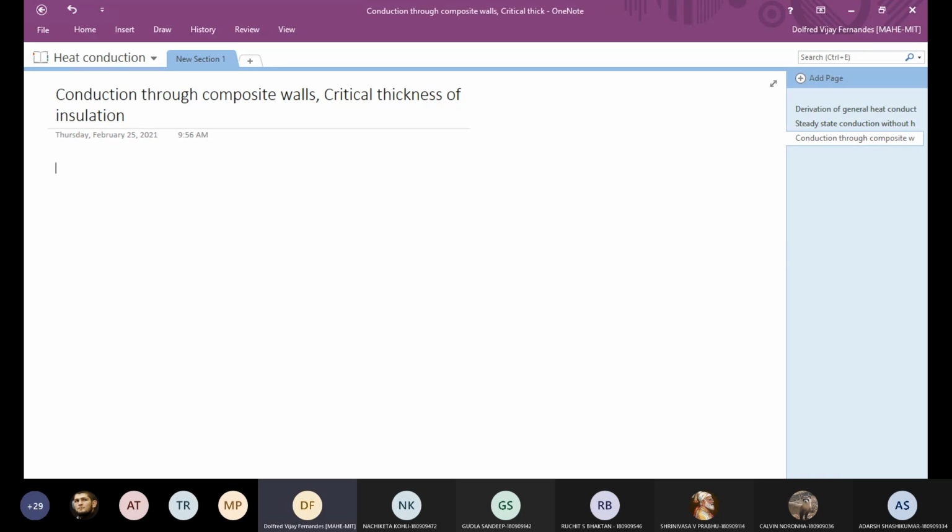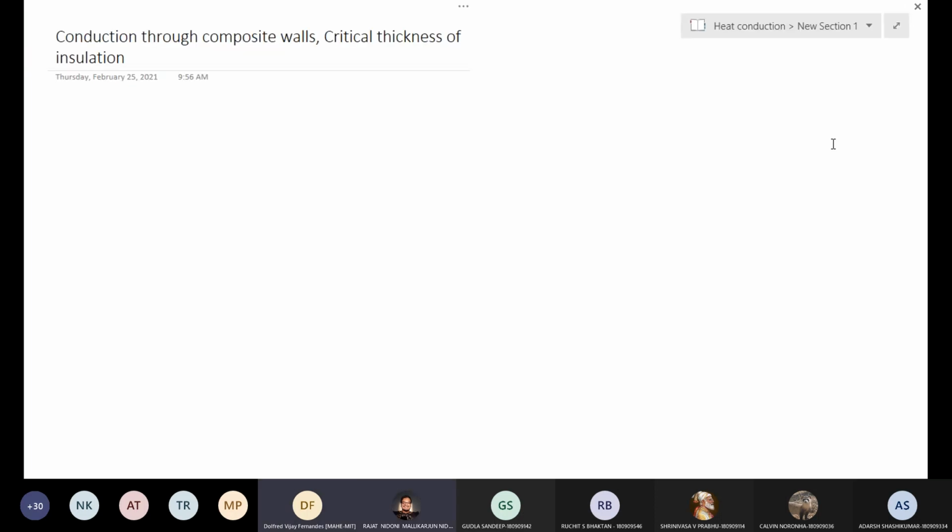Okay, let's start our class. So, what did we study in the last class? Just tell me. You can see the OneNote, right? We studied heat transfer through steady conduction through planar wall, cylindrical wall, and spherical wall.